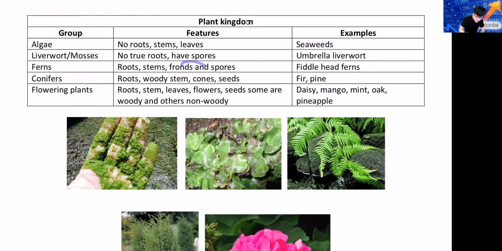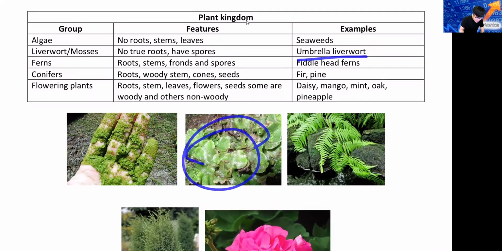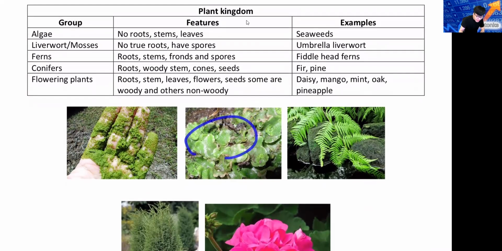They just have spores, like your umbrella liverwort, which is this thing. You can find this in our tropical forests. You walk into any tropical forest like in Malaysia, you see this thing. Anyway, next, fern. What is a fern? I'm sure you know what a fern is. You will see this thing in between tree trunks, or they just grow in between stones.